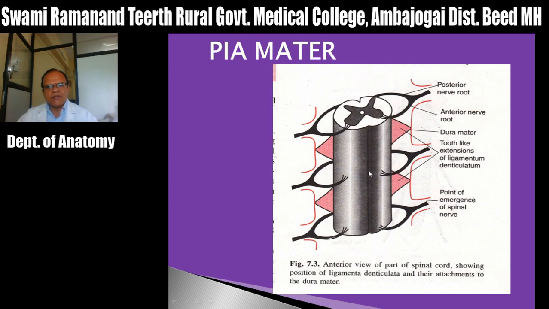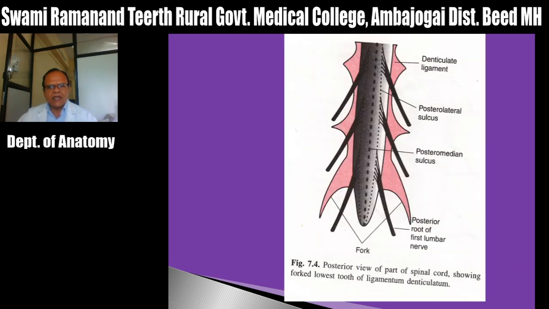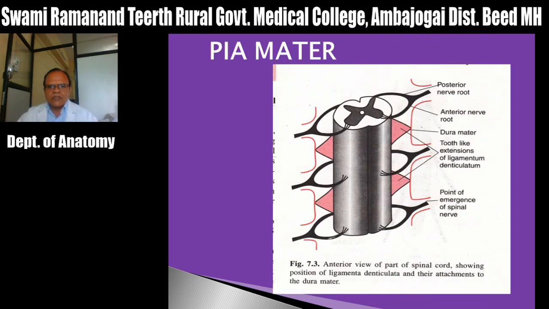The second modification you can observe of this pia mater is the linea splendens. So what is this linea splendens? Linea splendens is the thickened part of the pia mater, which is at the lower portion, present in the anterior median sulcus of the spinal cord. This is a thickened portion of the pia mater anteriorly in the lower portion of the spinal cord, in the anterior median sulcus. That is linea splendens.